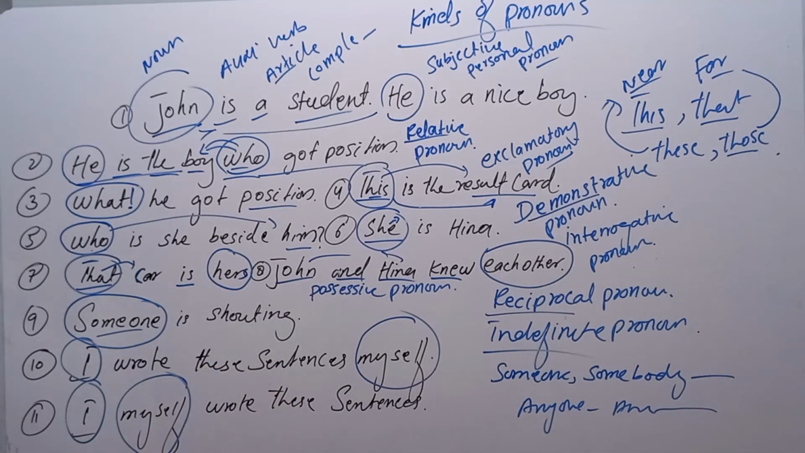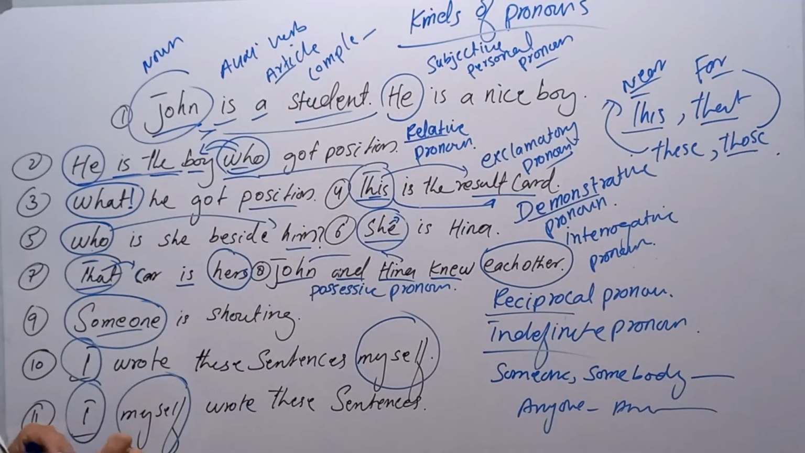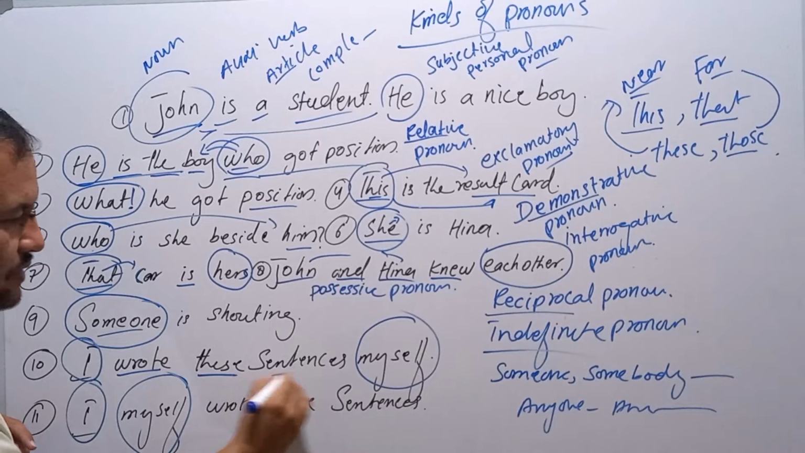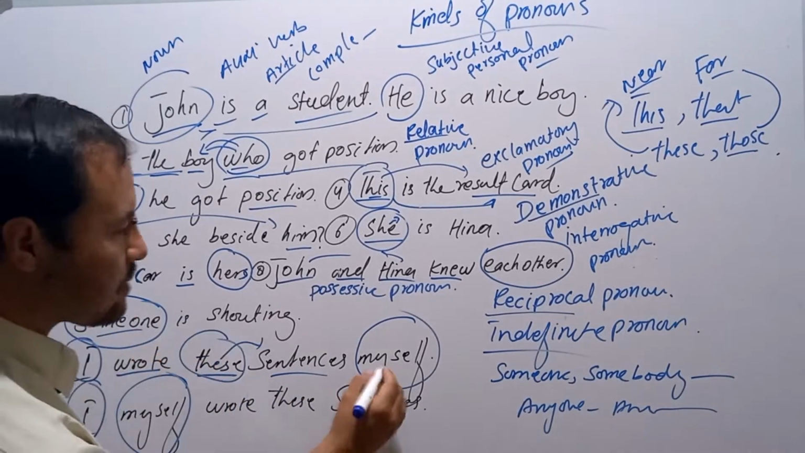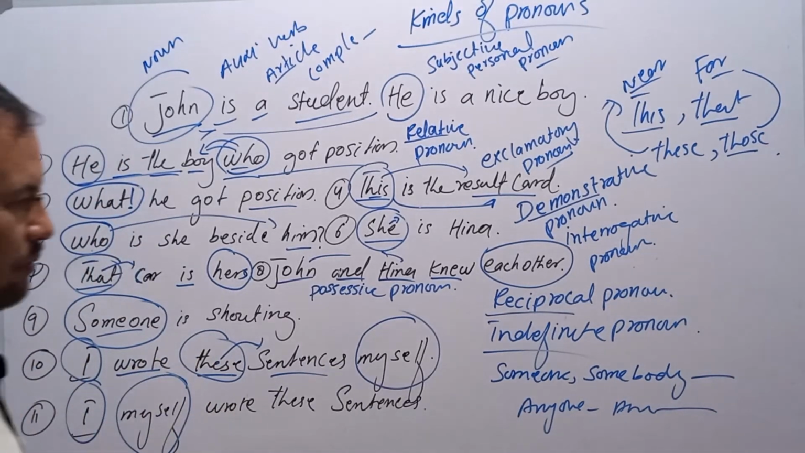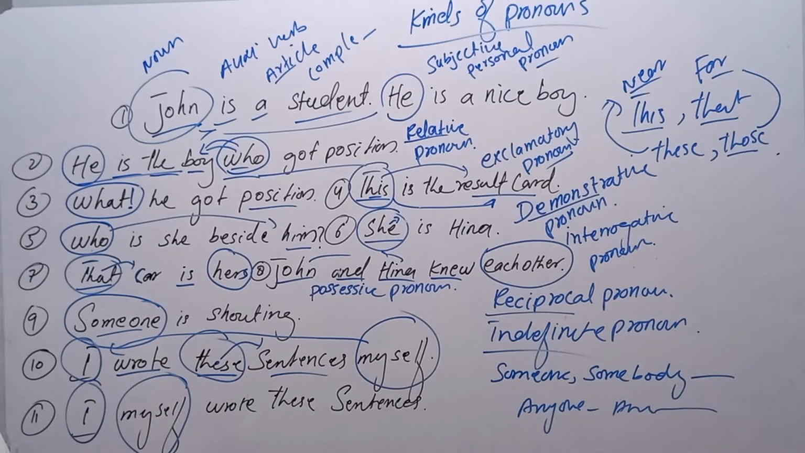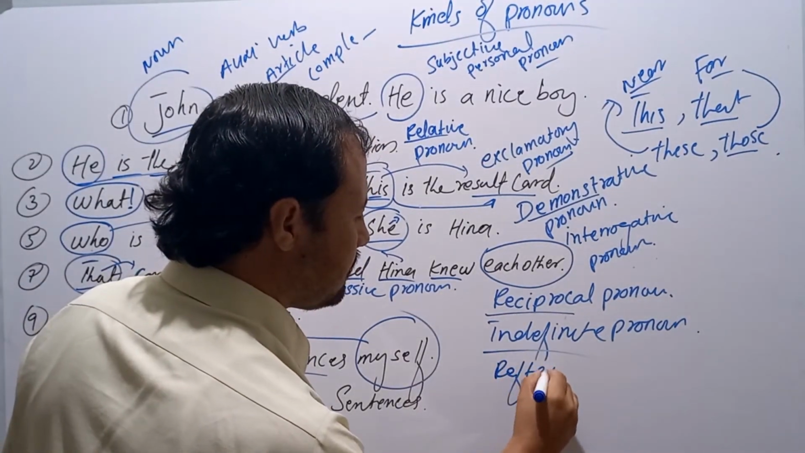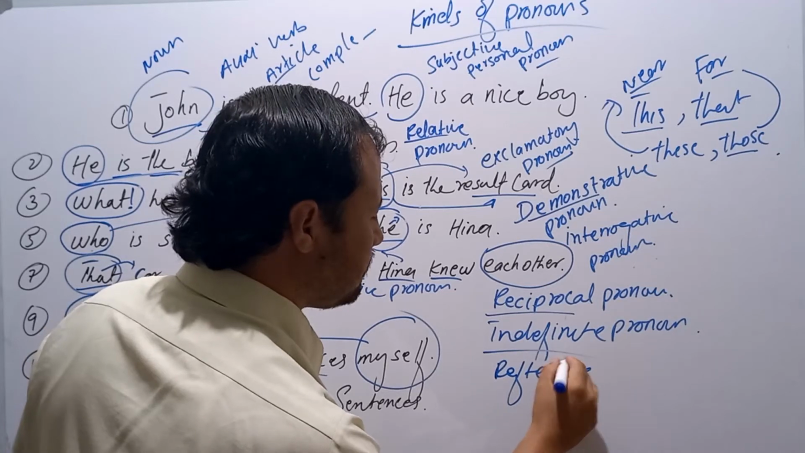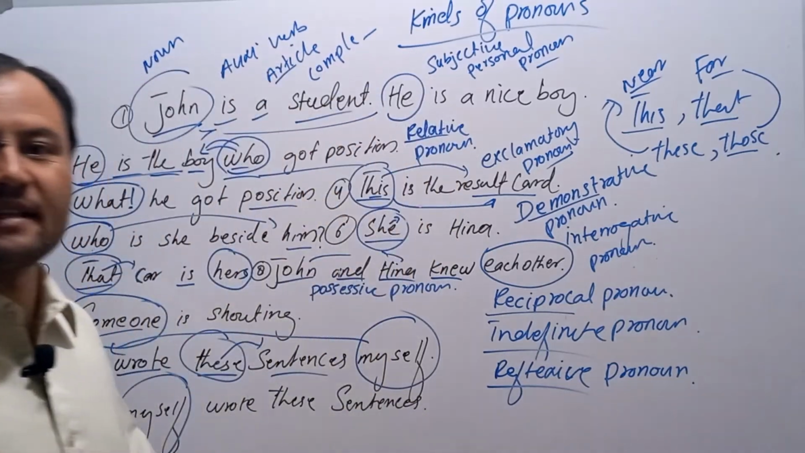I wrote these sentences myself. Now, I, again, the same pronoun, subjective personal pronoun. Wrote is the main verb. These sentences is a demonstrative adjective. Myself. Now, what is myself here? Myself is also a pronoun which is reflecting back to the subject. So what kind of pronoun is this? We call this pronoun a reflexive pronoun.